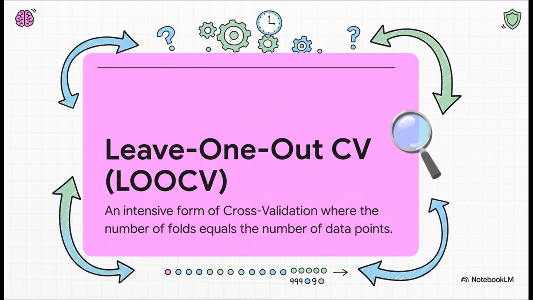Okay, so what happens if you take this k-fold idea and just push it to the absolute limit? Well, you get leave-one-out cross-validation, or LOOCV. It's exactly what it sounds like. If you have, say, 100 data points in your dataset, you create 100 folds. For each run, you train the model on 99 of the points and test it on that one single point you left out. And you do this 100 times. Yeah, it takes a lot of computing power, but if you're working with a really tiny dataset, it's an amazing way to squeeze every last drop of value out of it.